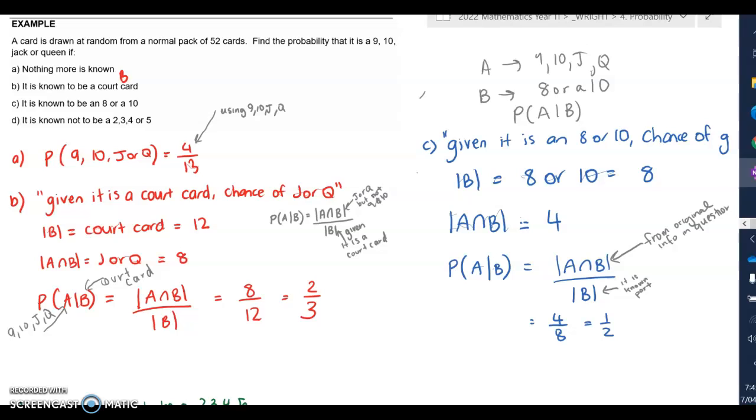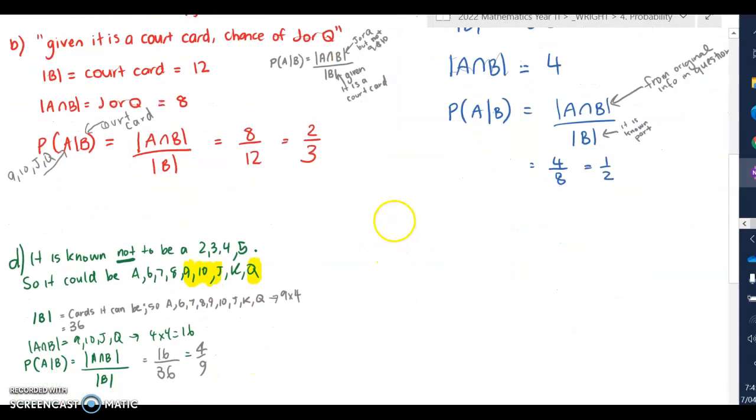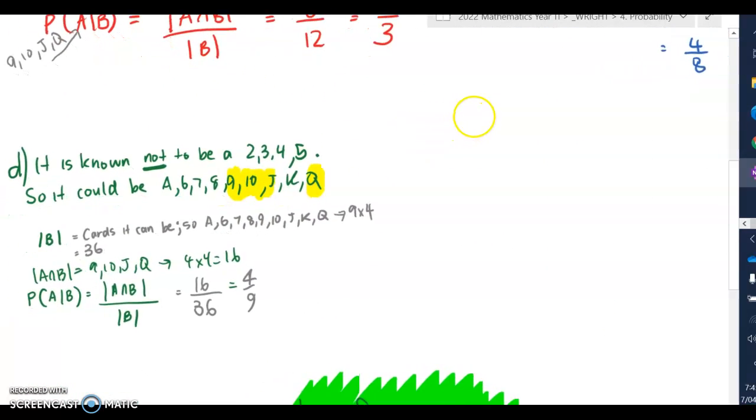So we are still finding the probability that it is a 9, 10, jack or queen, but it is given, or it is known, not to be a 2, 3, 4, or 5. Okay, so let's look at what I've written down here for that one. So it is known not to be a 2, 3, 4, or 5, but what is it known to be? So it could be an ace, a 6, a 7, an 8, a 9, a 10, a jack, a king, or a queen. So that's everything else in a suit of cards other than a 2, 3, 4, or 5.